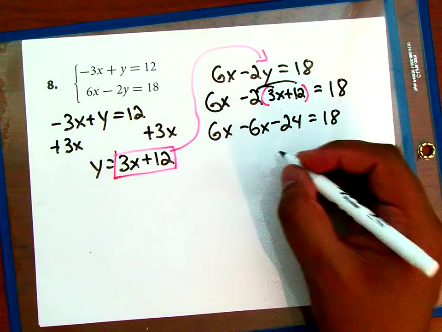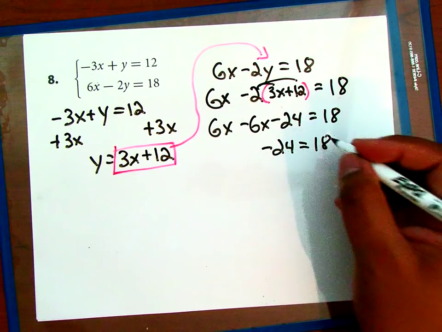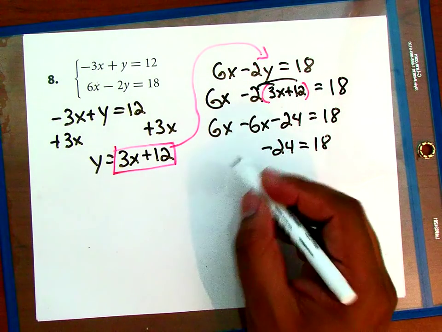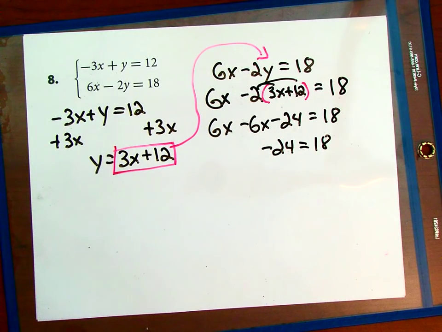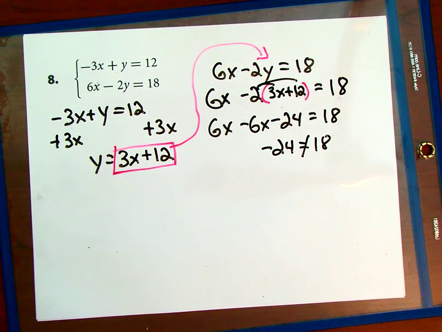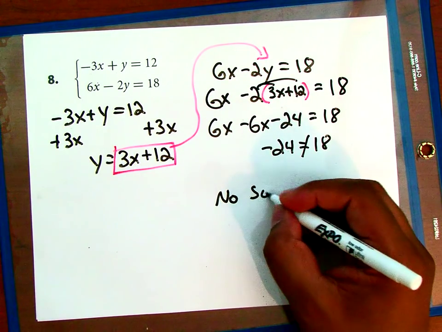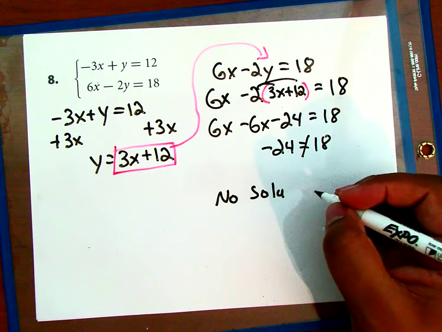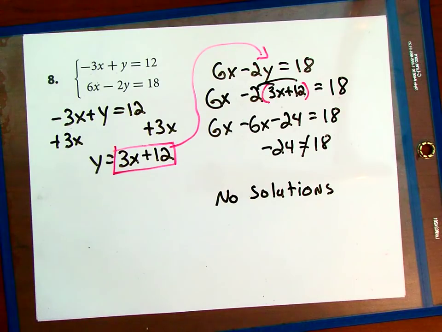All right, add these together, you get negative 24 is equal to 18. Our x's disappeared, and now we're left with negative 24 is equal to 18, which is not true. So that's not a true statement. So when that happens, you end up with no solutions. So there's 3 examples right there.